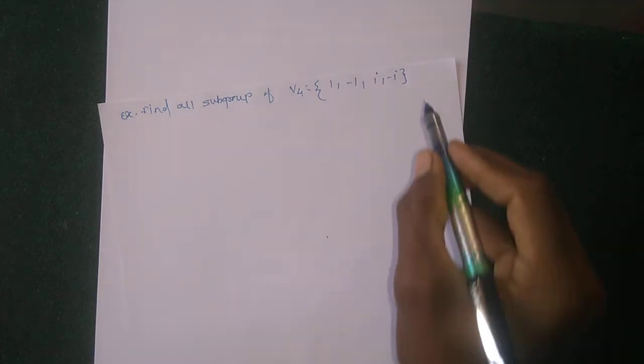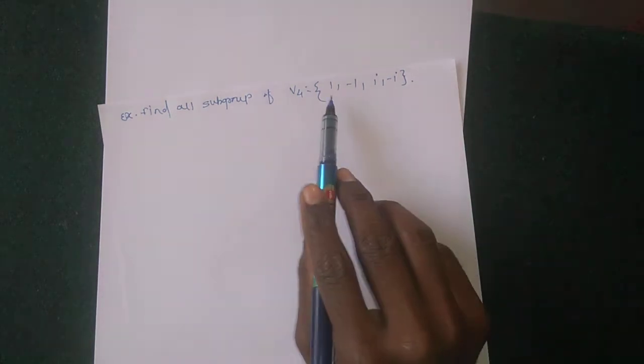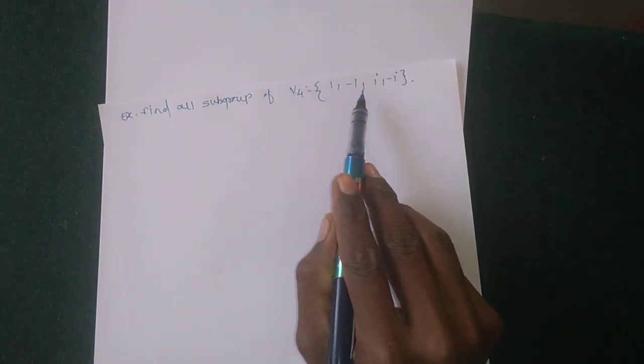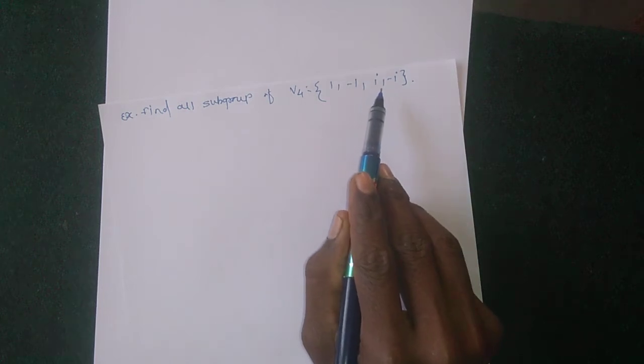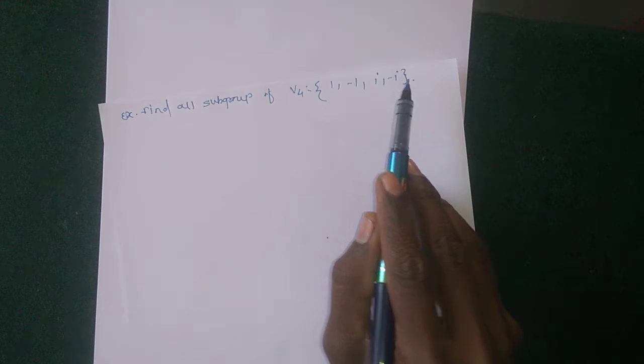This set is a group with respect to multiplication. In the first chapter we also proved that this set is a group with respect to multiplication. Here the identity element is 1, and the inverse of each element: 1 has inverse 1, -1 has inverse -1, i has inverse -i, and -i has inverse i.